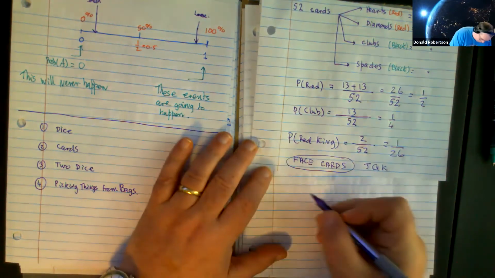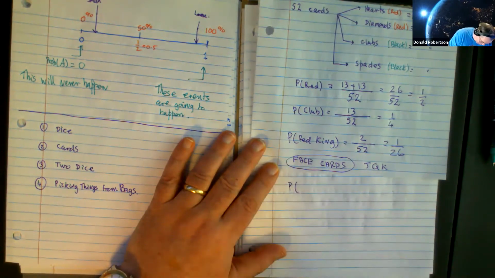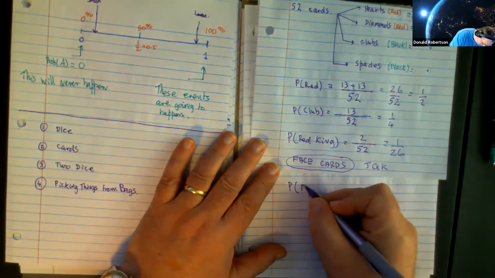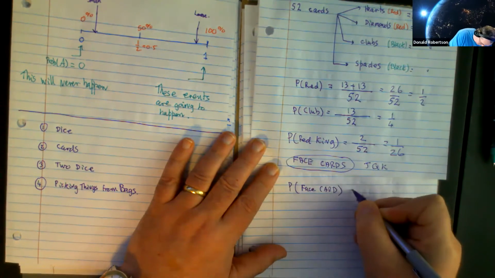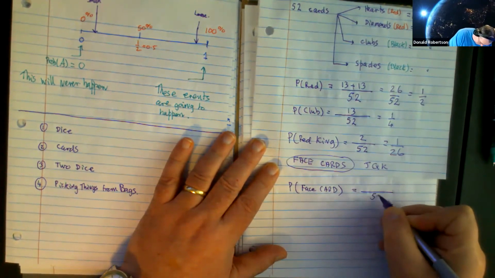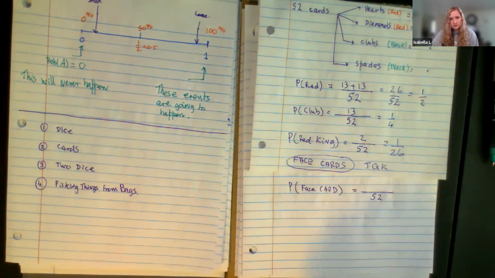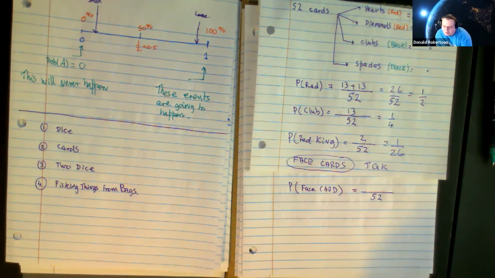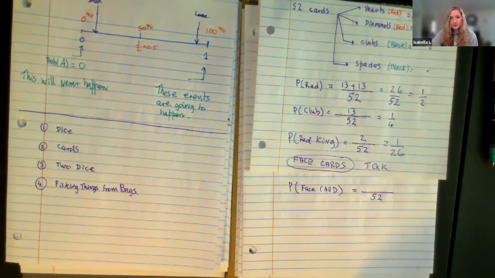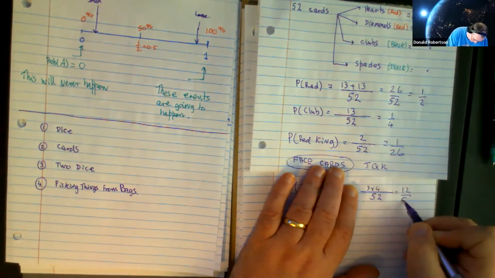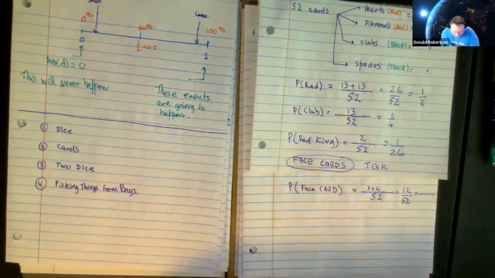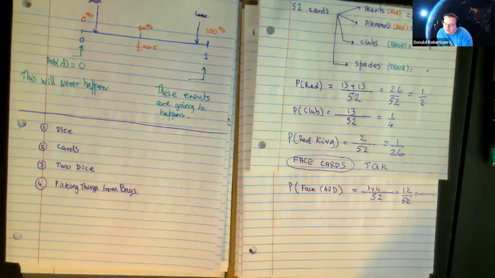So, what's the probability then that I pick one card and it's a face card? 12. Correct. You want to tell us where you get it from? 3 face cards per suit, so it's 3 times 4 would make 12. Makes sense to me. That simplifies, doesn't it? Why don't you tell me what it simplifies to?